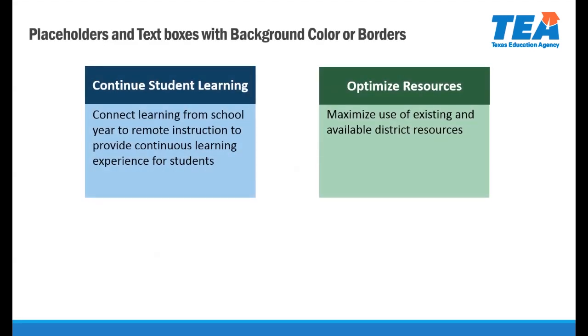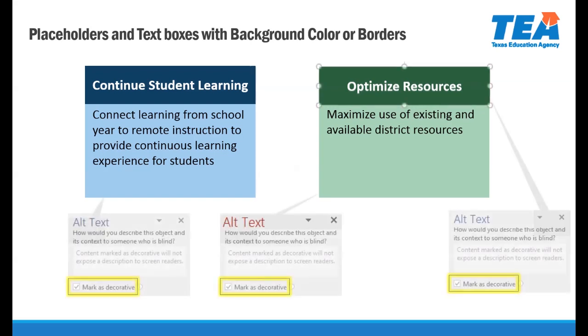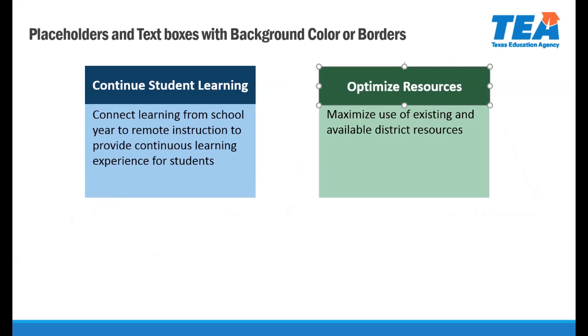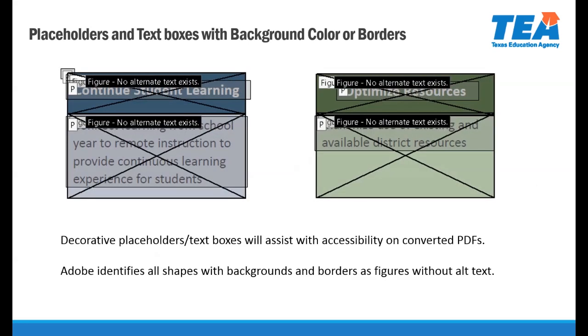Any elements on your document that contain text, like placeholders or text boxes, and also have background color or borders will need to be marked as decorative. Overall, this will help with accessibility on converted PDF versions. Not marking your placeholders with background colors or borders as decorative will cause issues when documents are converted to PDF.